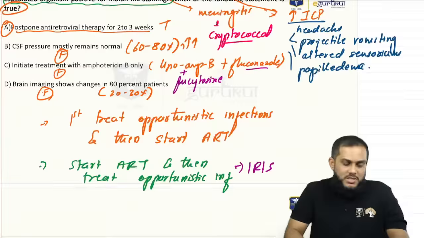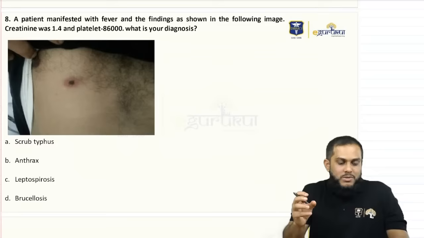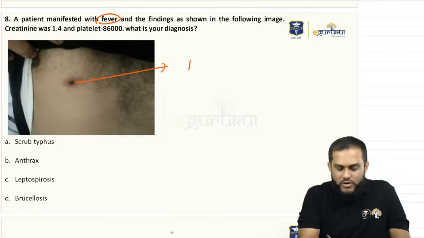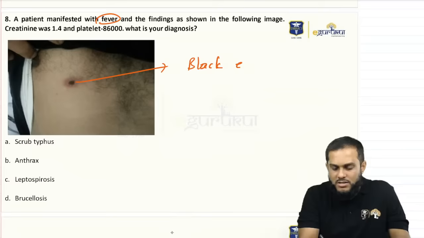Question number 8. A patient manifested with fever and the findings as shown in the following image. The finding is black eschar. Black eschar means a black color skin lesion. Creatinine was 1.4. Creatinine of 1.4 means there is kidney injury.